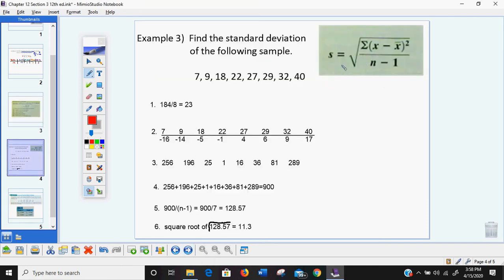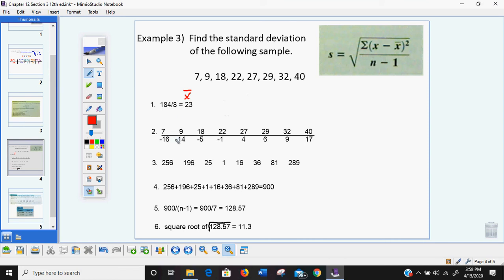Here's the formula on the right for standard deviation. So I took all the numbers, I added them up. I got 184 divided by 8. So what I have there is my mean. 23 is my mean. And let me put an X bar above that. So this is my mean, my X bar, okay? So I found that. Now I'm going to take all the numbers in my data set.